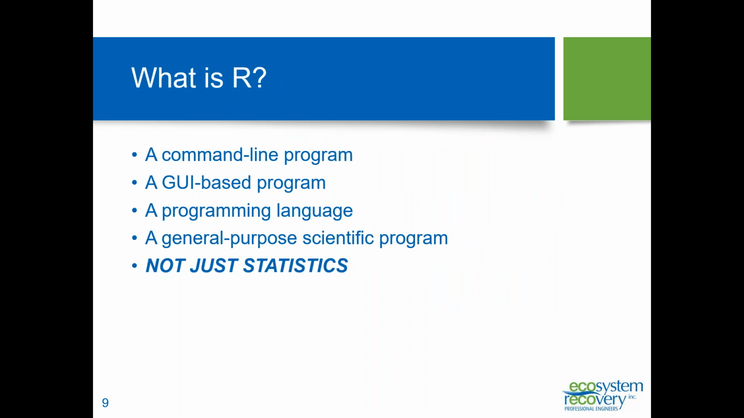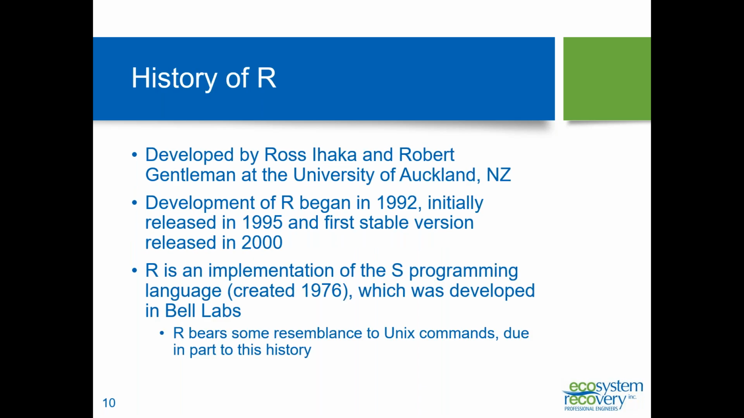What is R? It's a command line program, it's a GUI-based program, it's a programming language, it's a general scientific program, and it's not just about statistics. I added a slide about the history of R just because it's important, probably not the main focus of what people came to the webinar to hear, but I think it's important. It was developed in New Zealand at the University of Auckland. Development first began in 1992, and the first stable version came out in the year 2000. The point there is just that this is not a very old historic language. It's relatively new in its development.